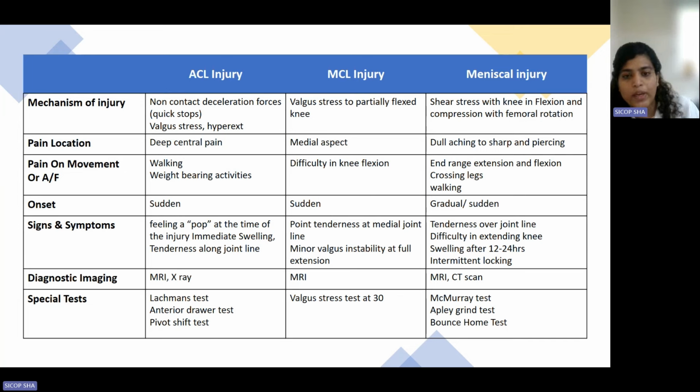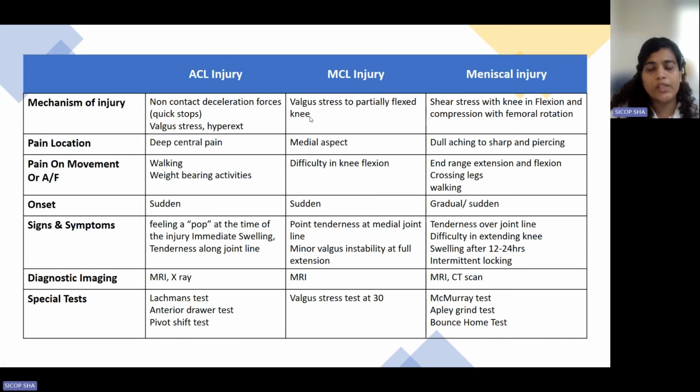There is sudden onset of pain, and the critical sign the patient can give you is if they heard a popping sound at the time of injury and there was immediate swelling or tenderness around the joint line. That is the most common symptom for ACL injury. The diagnostic imaging is MRI and X-ray, with MRI the gold standard. The special tests for ACL injury are the Lachman test, anterior drawer test, and pivot shift test.